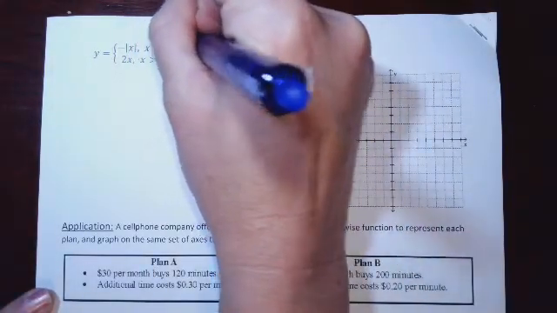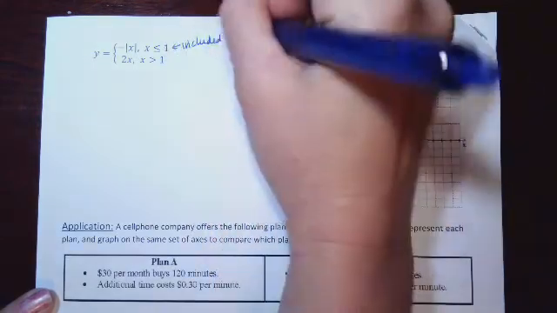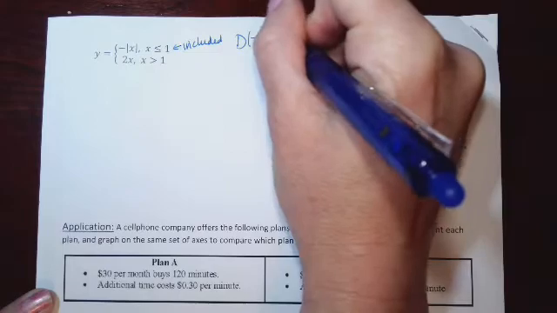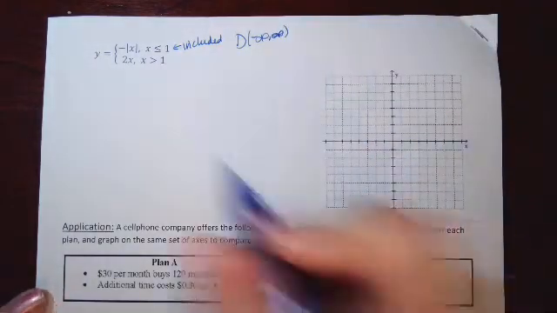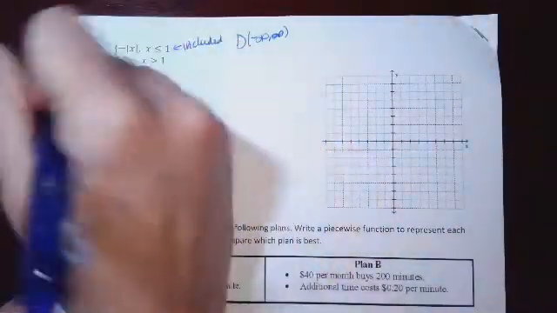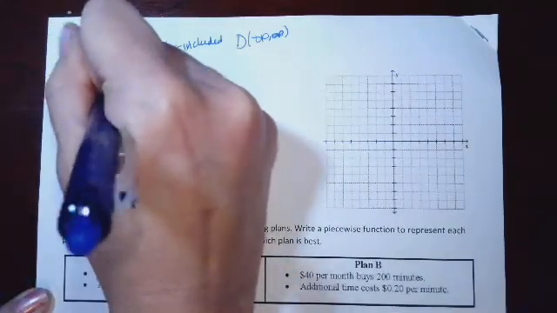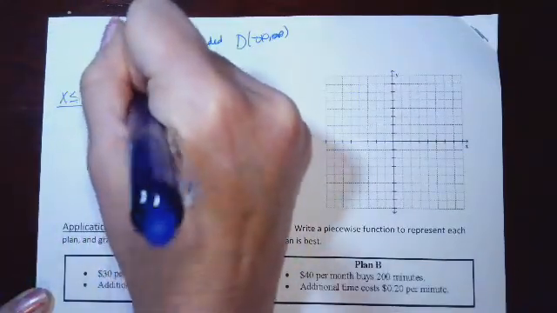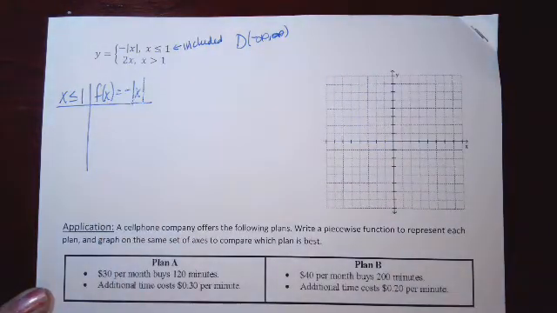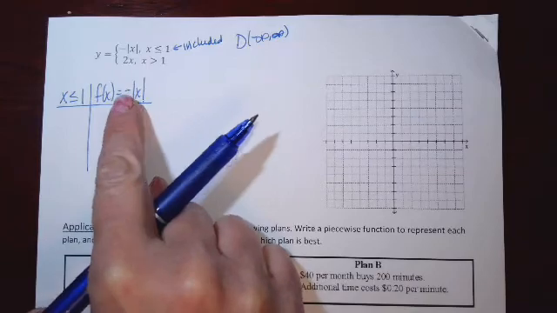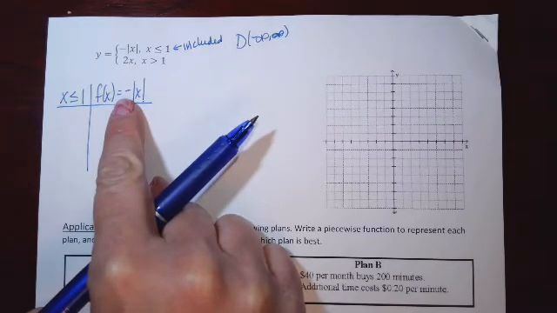1 is included, so we haven't left it out. We could, but we didn't. Our domain is going to be all real numbers again, all real numbers. My first piece of the function is from x less than or equal to 1, and the rule f of x is a negative absolute value of x. So, absolute value function, I've taken my parent function and I've reflected it across the x-axis.